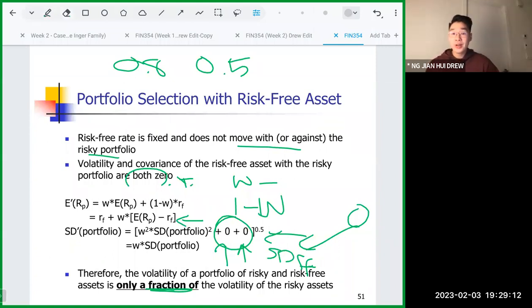Yeah, correct. So imagine if you only have a portfolio of risky assets and then you add in the treasury bonds. Then the overall portfolio of the risky asset with the treasury bonds, the overall risk would decrease, which is only a fraction. That's why it's only a fraction, all right?